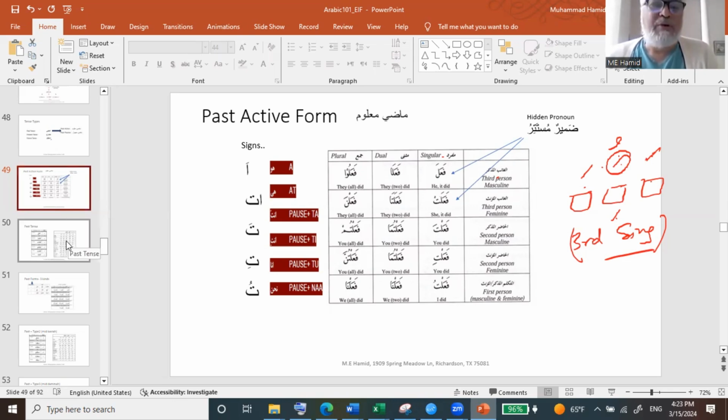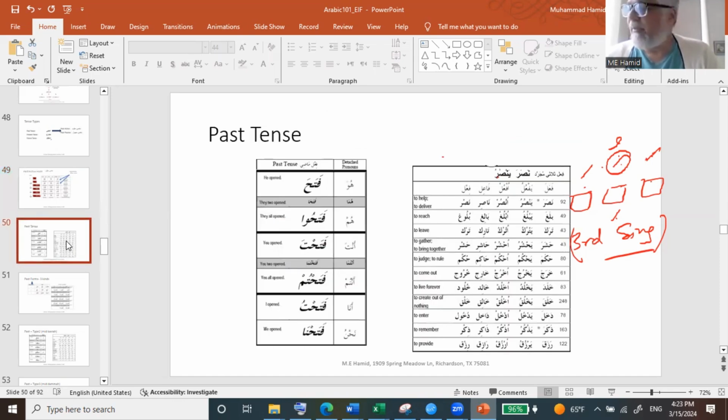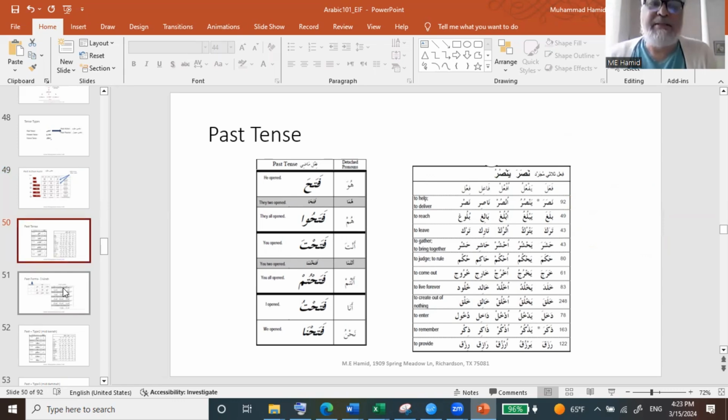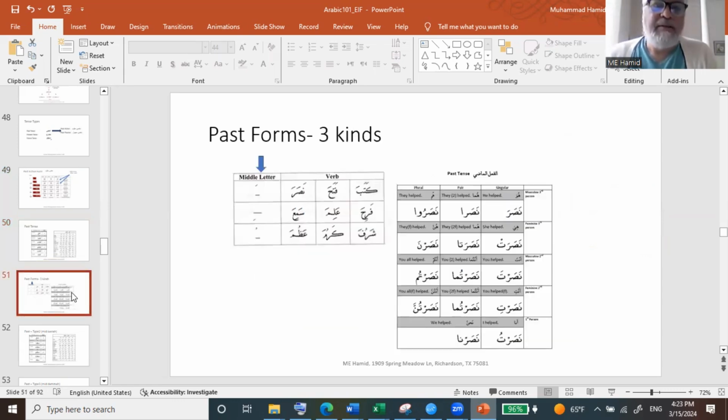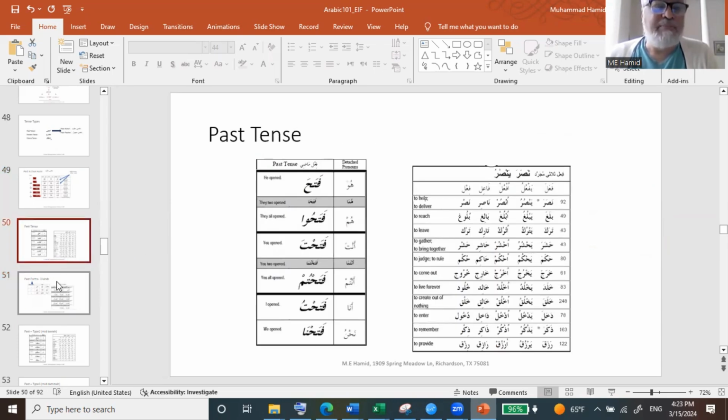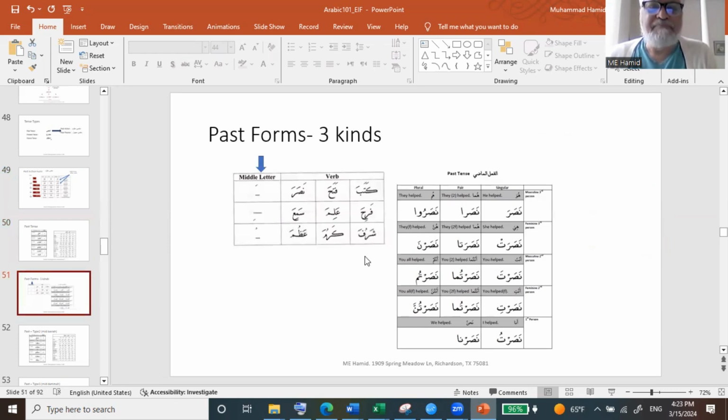So let's look at one example of another format. Let's say the verb, let's look at an example. The verb is sin-mim-ayn. Let's do that word, samia.